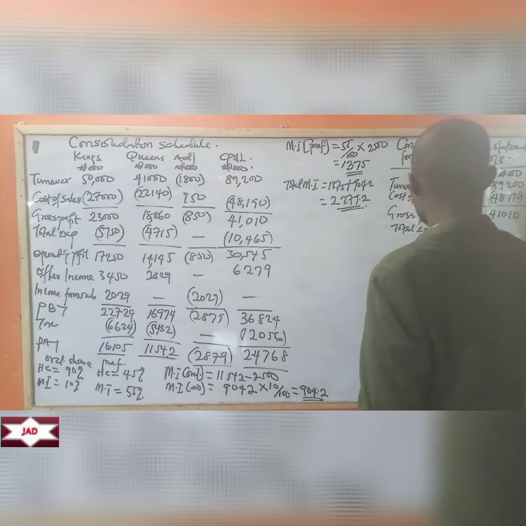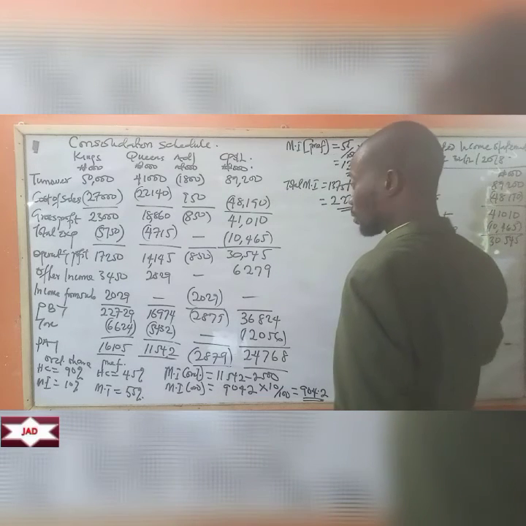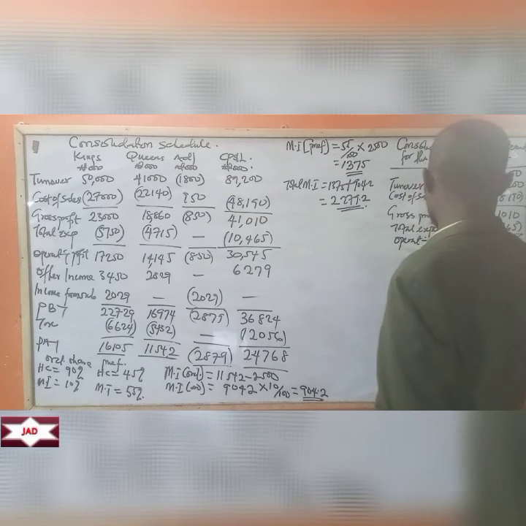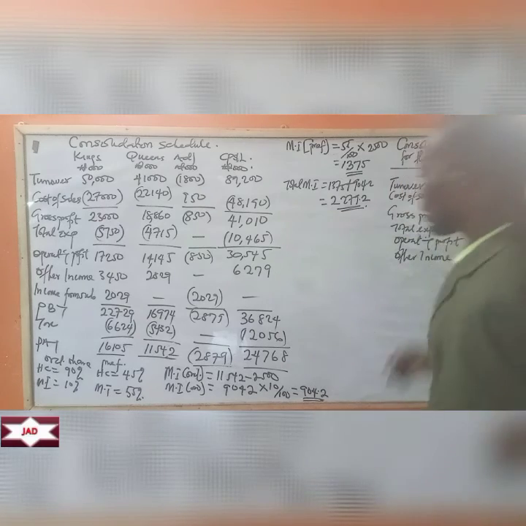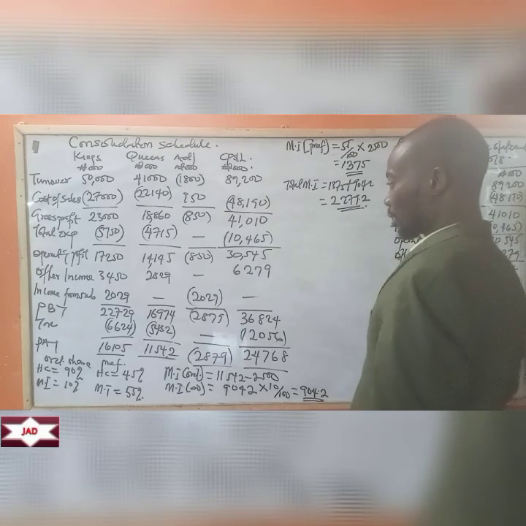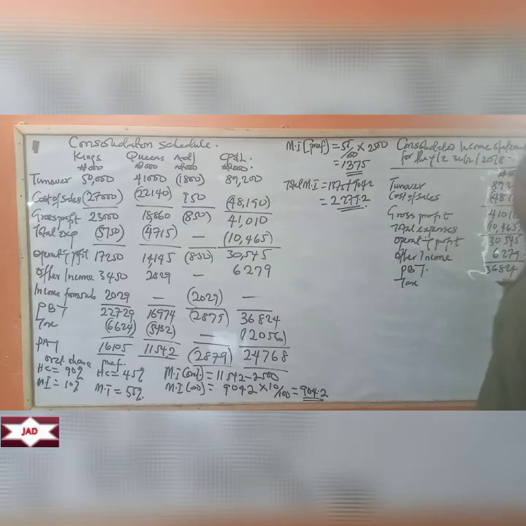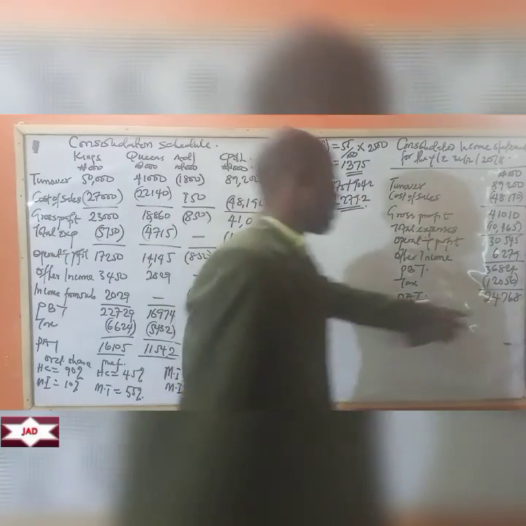We have total expense. Total expense is what? 10,465. So what do you have? 35,445. So we have operating profit. So what do we now have? Other income. What's other income? 6279. Then we have 36,824. So this is profit before tax. So what do we have now? We have tax. What's the tax now? 12,056. So we have 24768. So this is profit after tax.